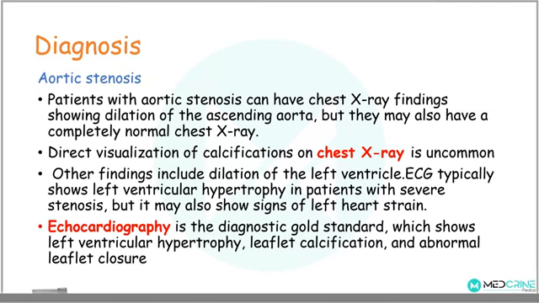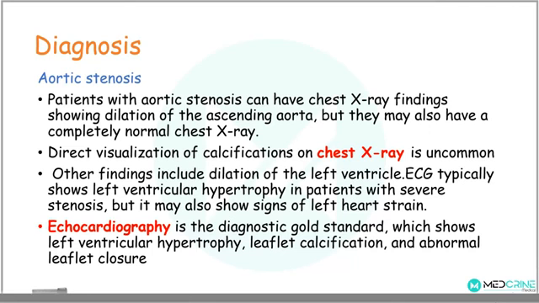How do you diagnose valvular heart diseases? Let's start with, again, aortic stenosis. Patients who are suspected to have aortic stenosis may have chest X-ray findings that show a dilation of the ascending aorta, but may also have a completely normal chest X-ray. So a direct visualization of calcifications on chest X-rays is an uncommon finding.